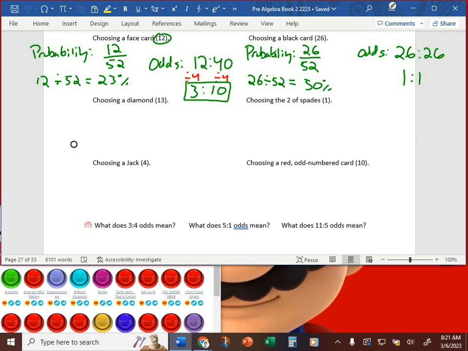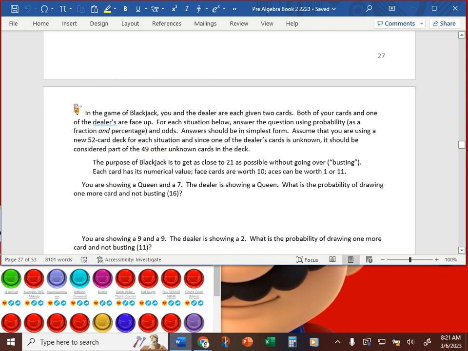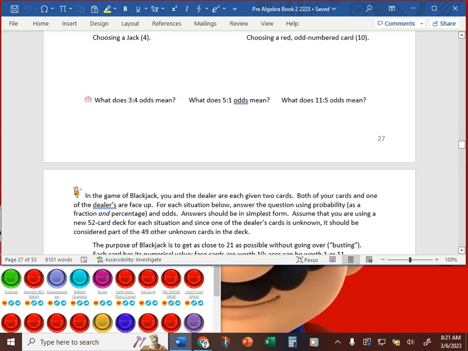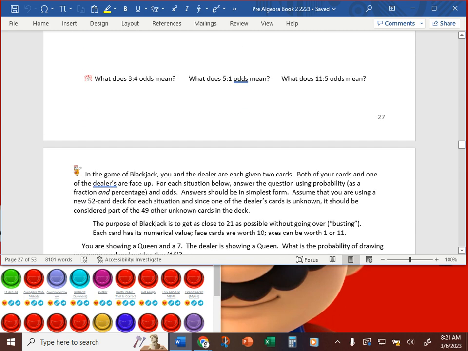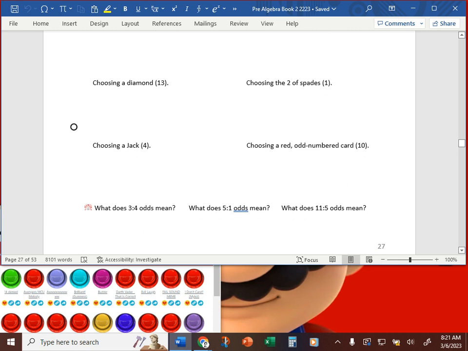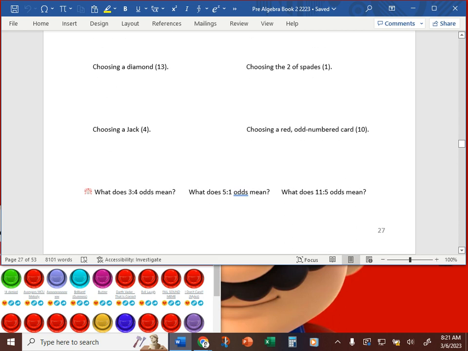All right. You've got about 10 minutes left. I'm going to let you get to work, actually. It's a double page here. We're going to save the second page of this for tomorrow. Start to work on the rest of these here. Choosing a diamond, choosing the 2 of spades, choosing a jack, choosing a red odd numbered card.